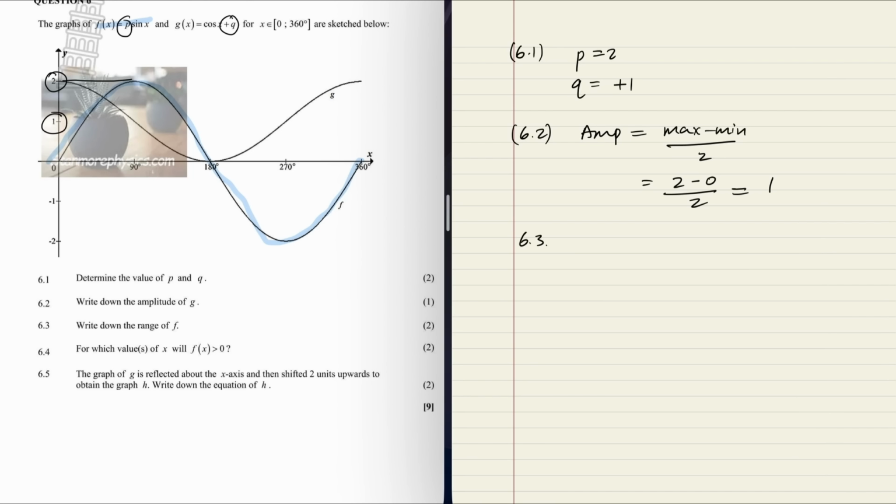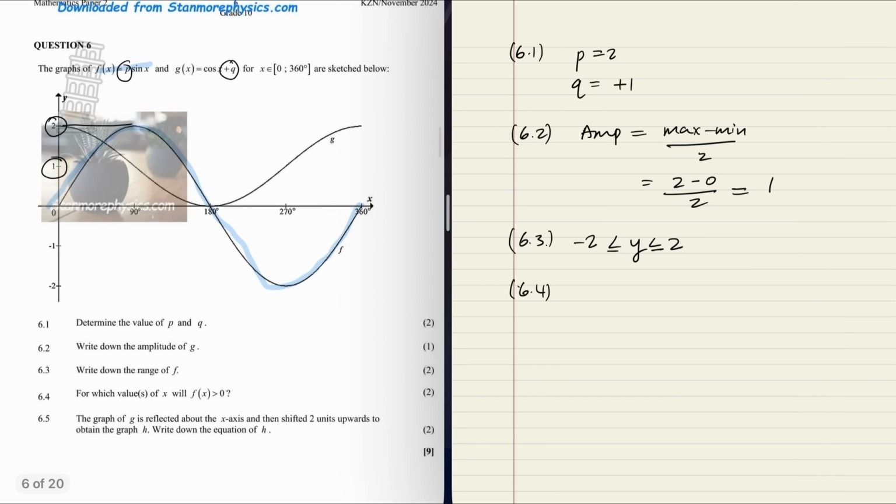Question 6.3, write down the range of f. Now the range are those y values that the function f is going to exist between. So the range of f is simply going to be y between -2 and 2. Question 6.4, for which values of x will f of x be greater than 0? So what we're looking for here is, where is the graph of f, the blue graph, above the x-axis?